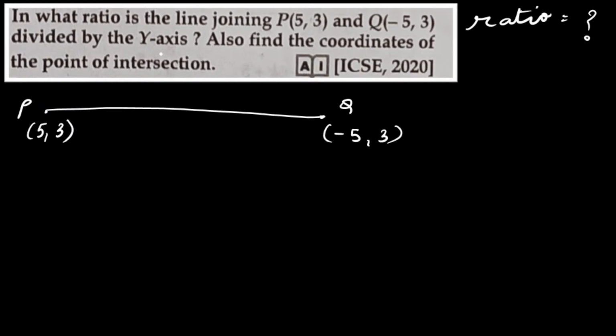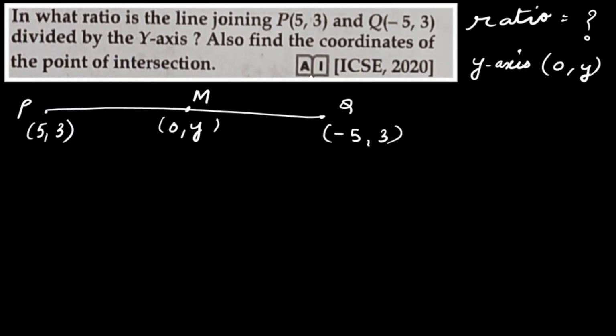So these are the coordinates and this line segment is divided by the y-axis. Suppose it is getting divided at point M by the y-axis. If it is getting divided by the y-axis, how will the coordinates of point M look? We know how the coordinates on the y-axis look: 0 comma y, since x is 0. So the coordinates of M are 0, y. So first of all, let's find the ratio.